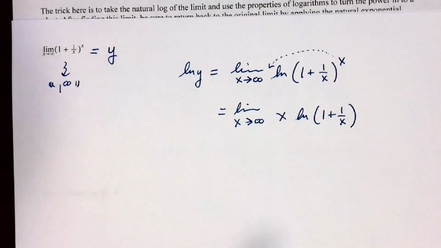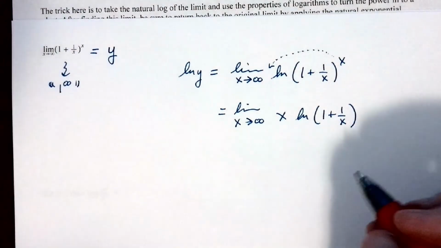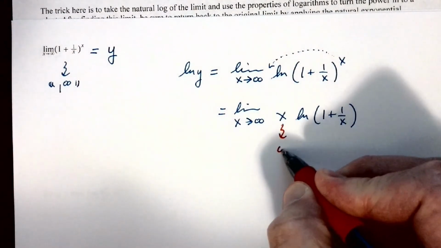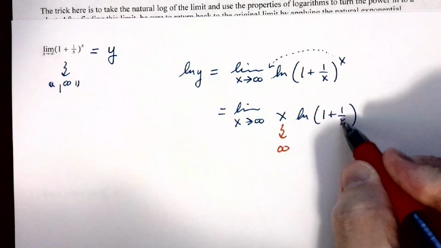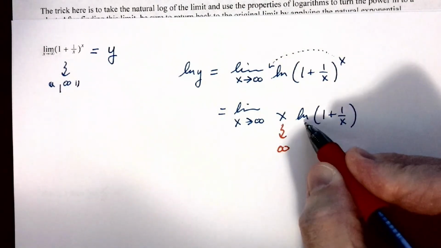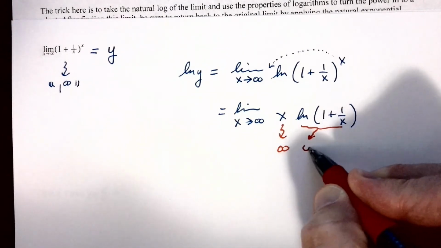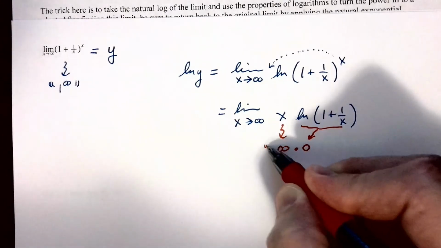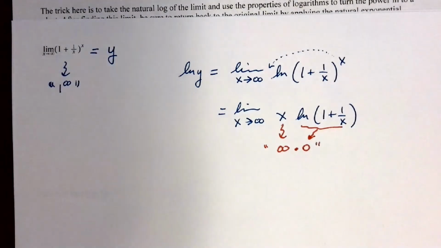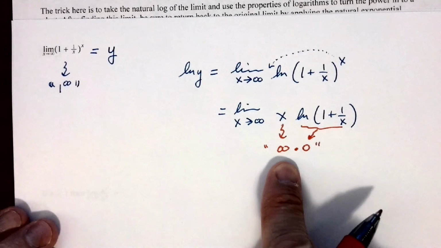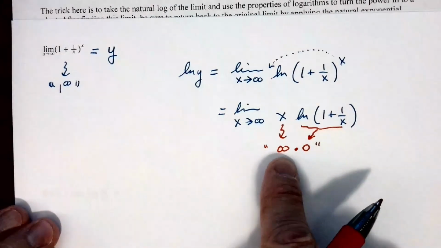Okay. Now, when we look at this form, as x goes to infinity, this is going to infinity. What's this going to? 1 over x is going to 0. This is approaching the natural log of 1. Right, this is approaching what? 0. The natural log of 1 is 0. Infinity times 0, that's an indeterminate form. And so, you remember how we did these, right? The first example in this video, we did one like this.